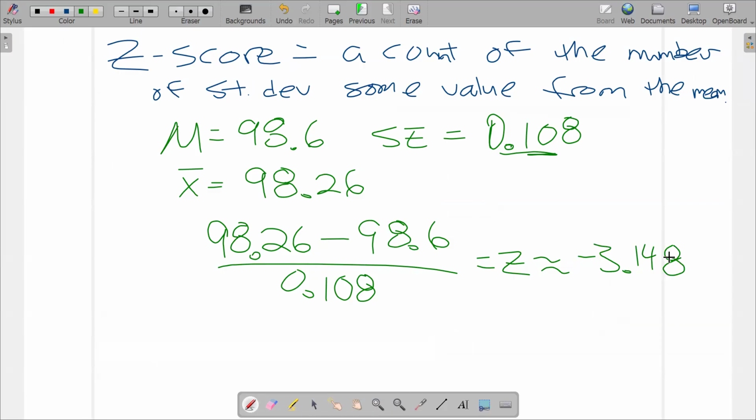So my sample is more than 3 standard deviations to the left of what I believe the center is. Remember our 95% rule? 95% of data is within 2 standard deviations. I'm way outside of that. Is this an unusually low value compared to what we expected? Yeah. And that's what the p-value told us too. So another way to see if something is unusual is to look at the z-score. If the z-score is way out there, it's like, whoa, that's different than I expected. It's not close to what I thought the center was. So this is an unusual z-score.